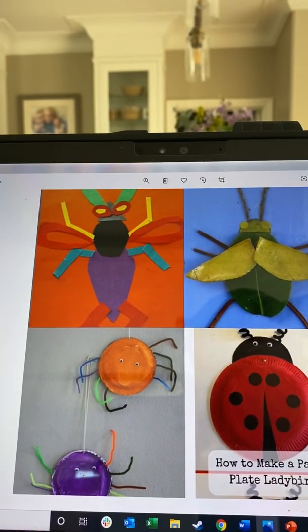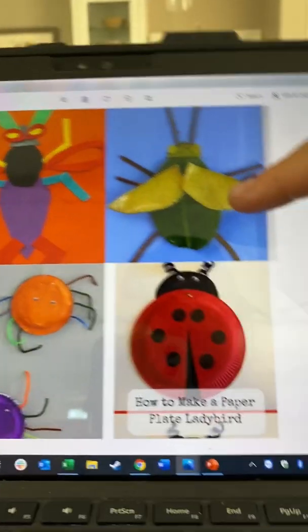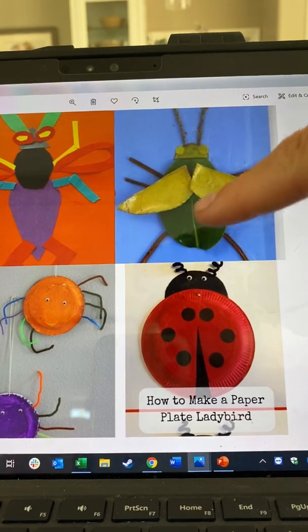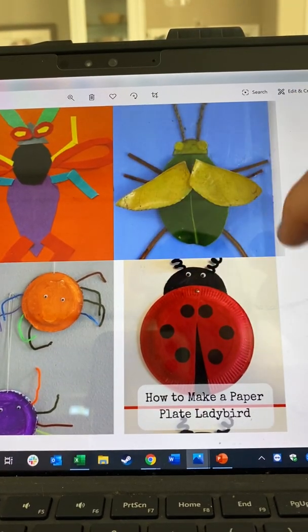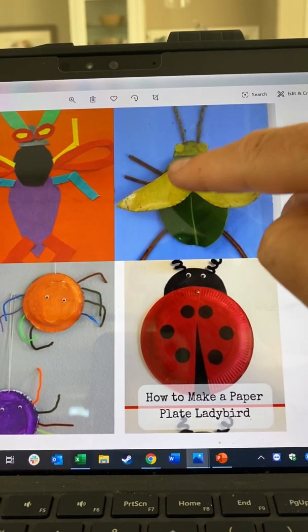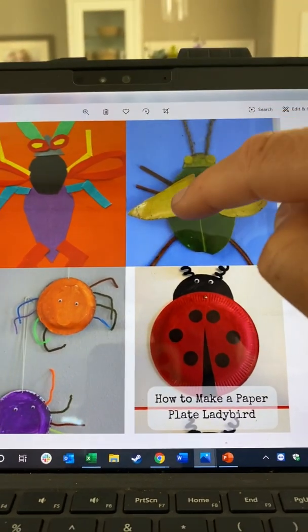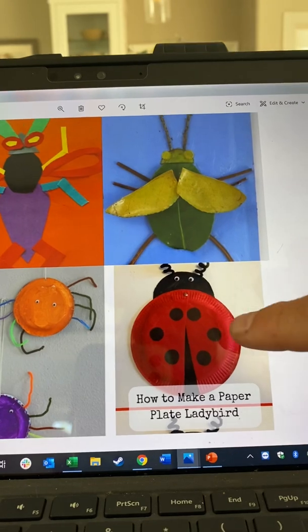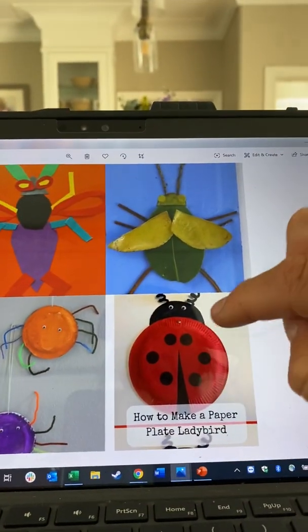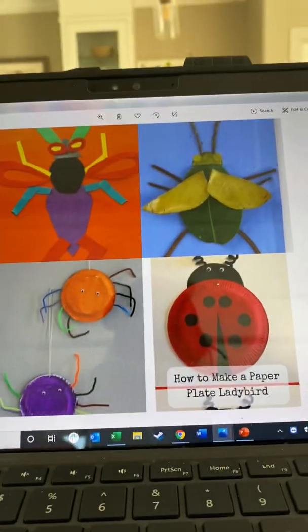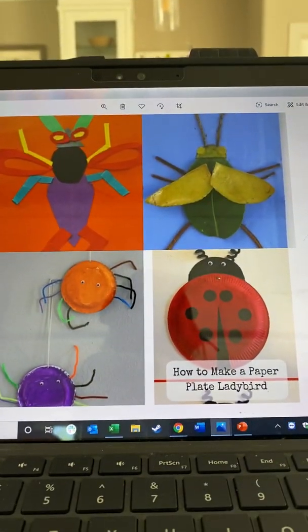You might even go outside and decide to make your insect out of leaves and branches. Look, this has little twigs as its legs, and it also has leaves as the different body parts. You might decide to make maybe a paper plate. Who knows? There's a lot of different ways that you can decide to do your art piece this week.